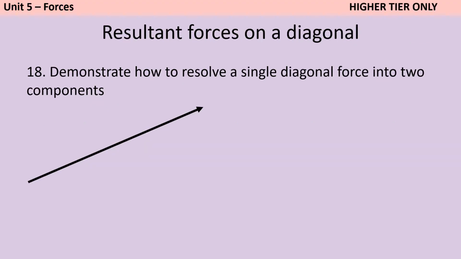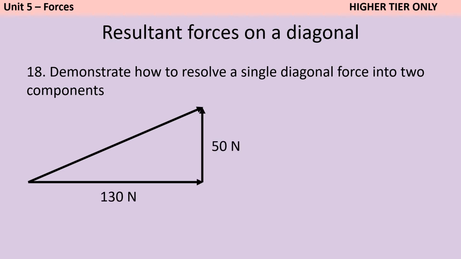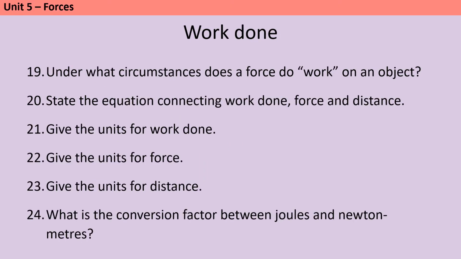If you're taking the higher tier exams, then you also need to be able to complete calculations where you resolve a single diagonal force into its horizontal and vertical components. This sounds really complicated, but basically all it means is that you need to turn this diagonal line into a triangle and then use whatever scale you've been given, or work out from the size of the force, and you can measure the line to work out what the size of those horizontal and vertical arrows are, because the length of the arrow, of course, represents the size of that force.